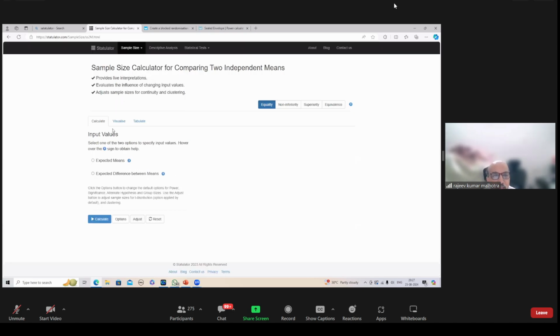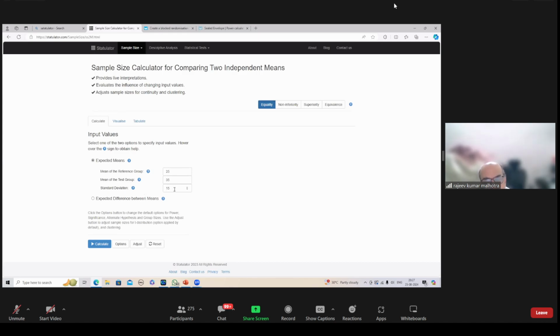If you are comparing the means, you click on mean, then it will ask for the expected mean and the expected difference between the means. So there are two things. If you have an expected mean for one group, the mean of the second group, and the standard deviation. Here it assumes the standard deviation is equal in both groups. This calculator is not applicable when you have different standard deviations.